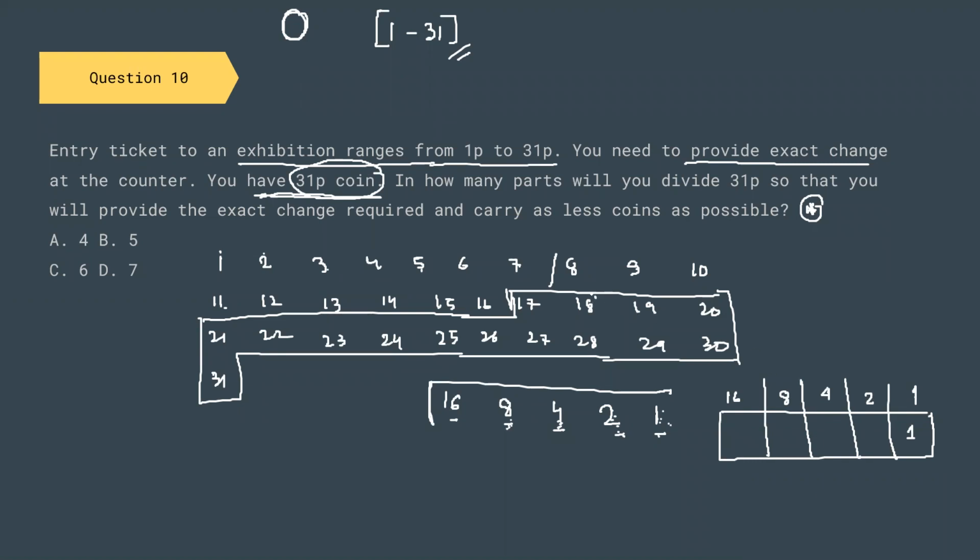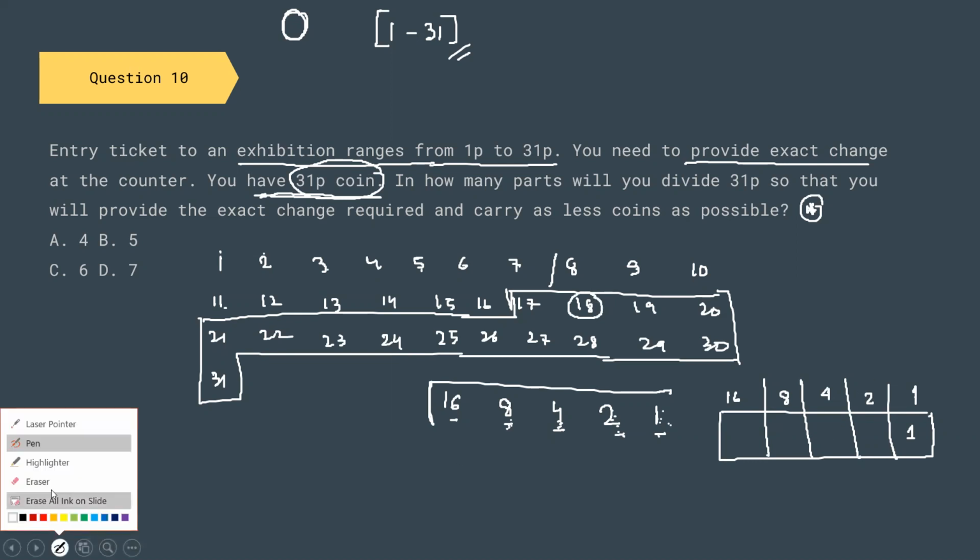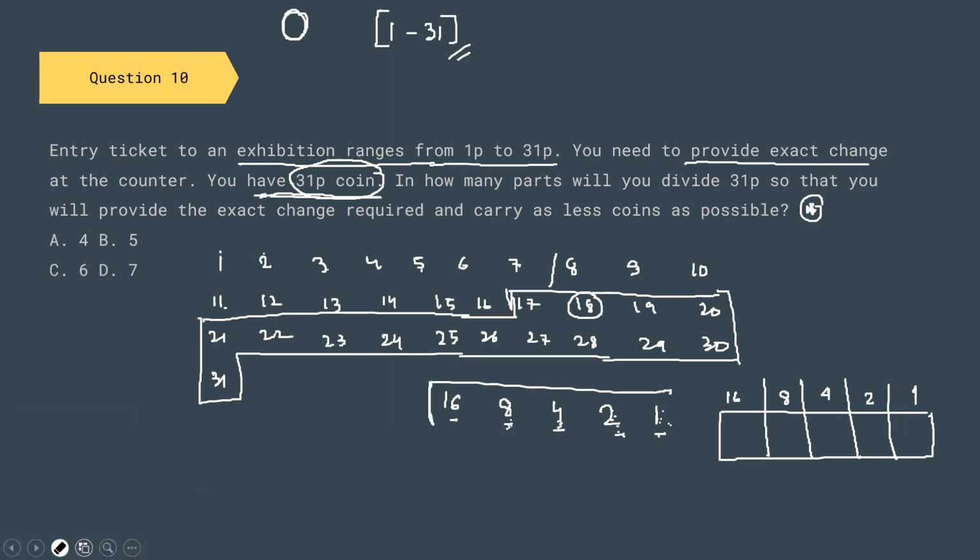So suppose 18 paisa. For 18 paisa, I can take one 16 paisa coin and one 2 paisa coin, and the rest will be 0. So those of you who have studied electronics can easily say that for every one of these positions, either we take the denomination of the paisa or we do not take it.